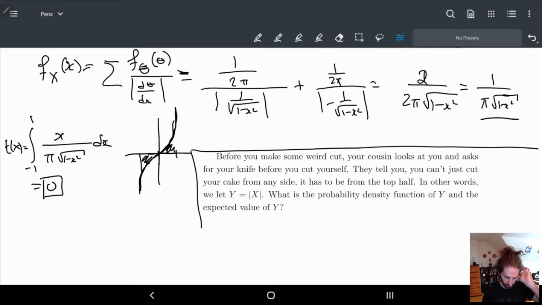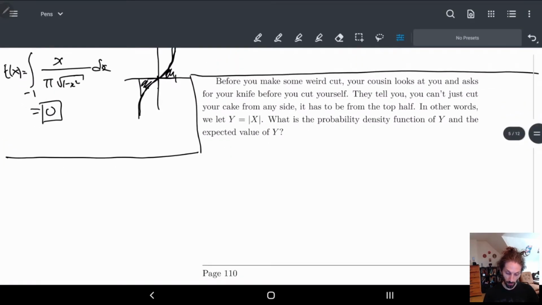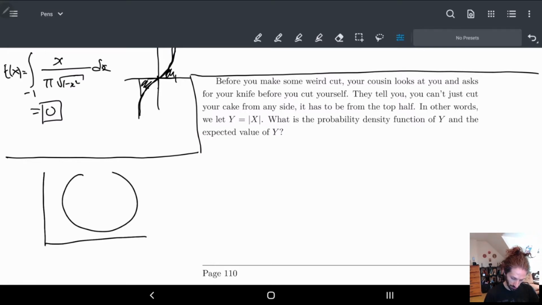All right, nice. Now we get to the more difficult part. So before you make the weird cut, your cousin looks at you and asks for your knife before you cut yourself. So here, let's draw my circle again. What you were planning on doing is cutting anywhere on the circle, right? It didn't matter where. And what your cousin says is you can't just cut your cake from any side, right? It has to be from the top half.